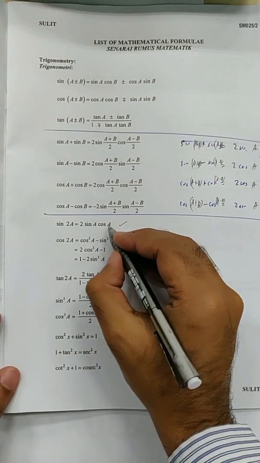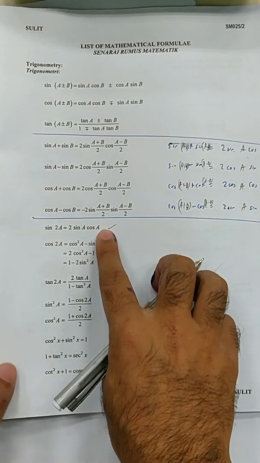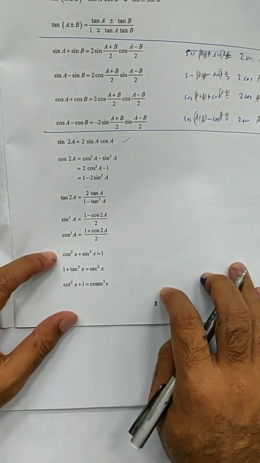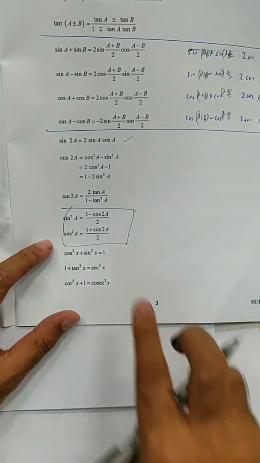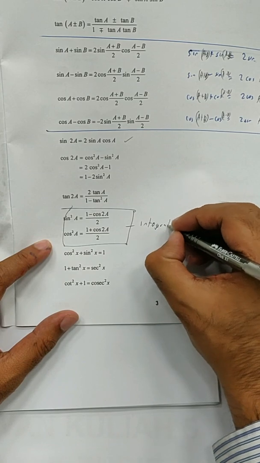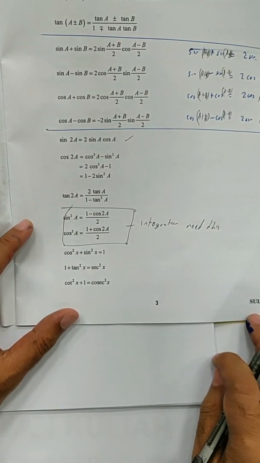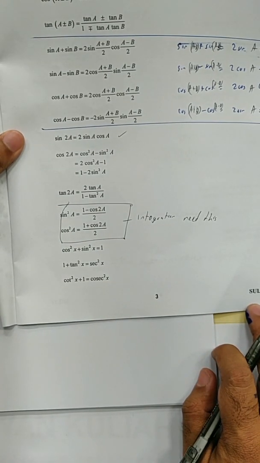You might need this one, but this one is basically the same as this one, so it's pretty much optional. And the formula that you desperately need is these two. For integration, you need it badly. I will explain to you soon. I'm giving you practical tips for exams here.